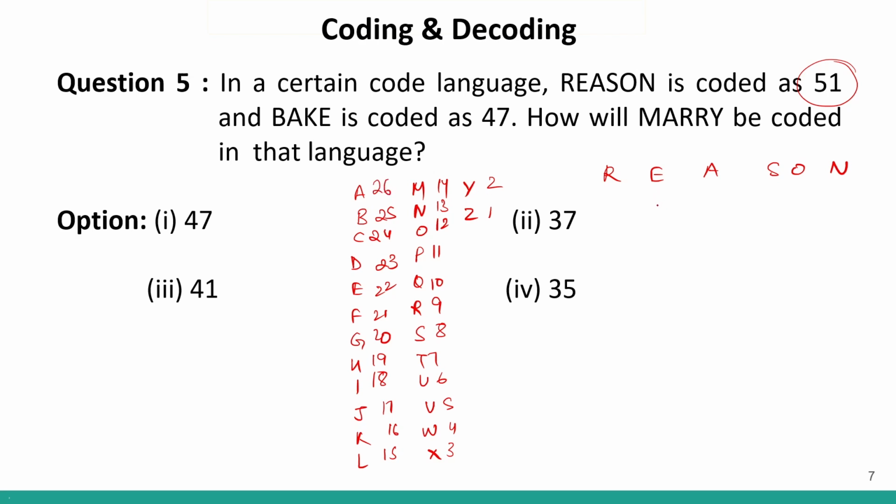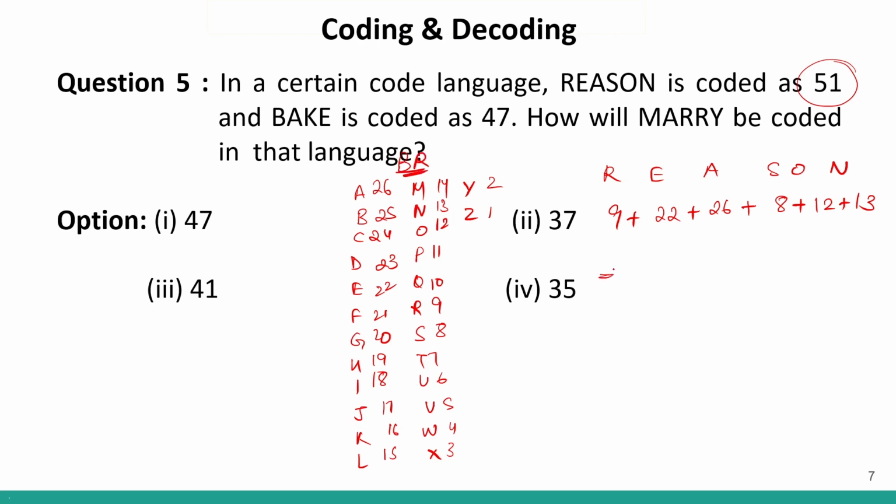So for R, the backward rank is 9. For E, the backward rank is 5. For A, the backward rank is 1. For S, the backward, sorry, this is 26. For E, the backward rank is 22. For S, the backward rank is how much? For S, the backward rank is 8. For O, the backward rank is 12. And for N, the backward rank is 13. So these are your backward ranks.